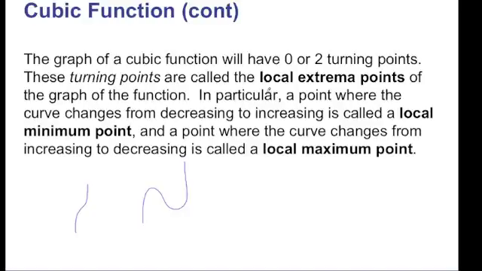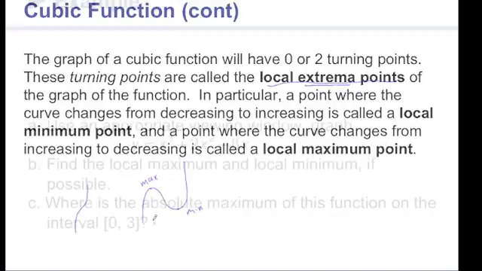The turning points are called local extrema points, extrema being talking about minimum or maximum points. In particular, a point where the curve changes from decreasing to increasing, so that might be about right here where it changes. That will be a local minimum point. And where it changes from increasing to decreasing, which might be about here, going left to right, that would be a local maximum point.